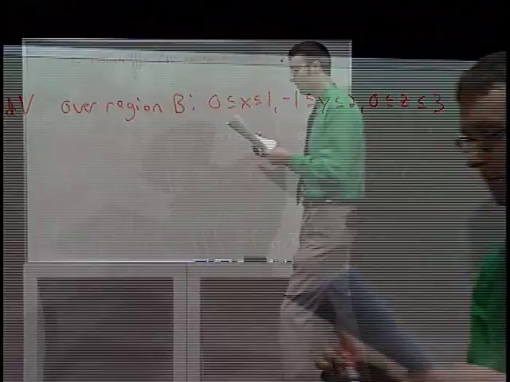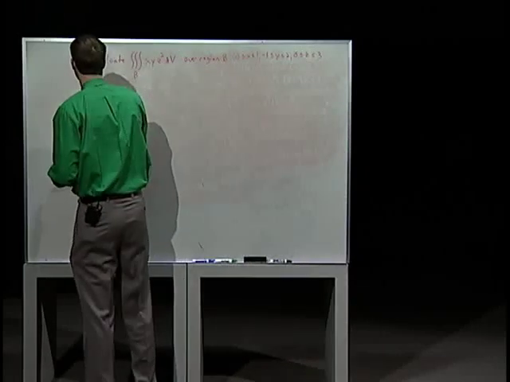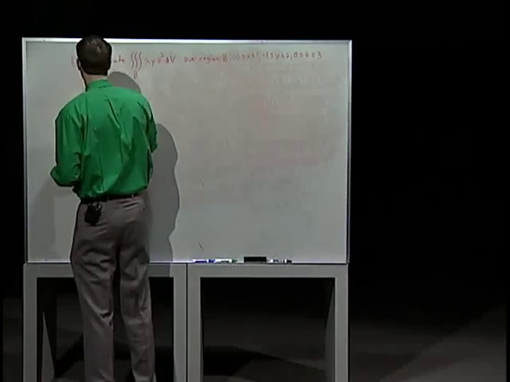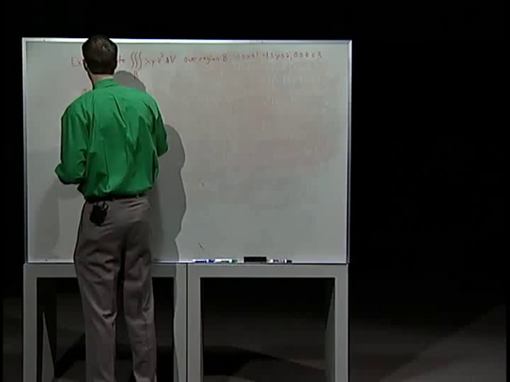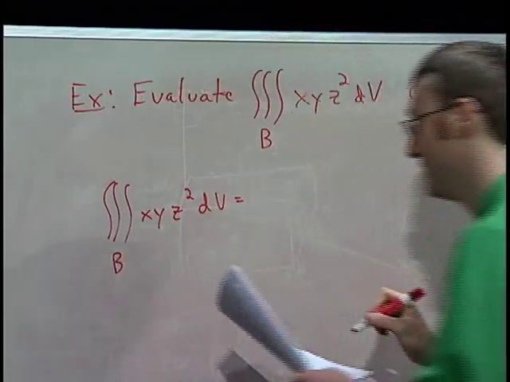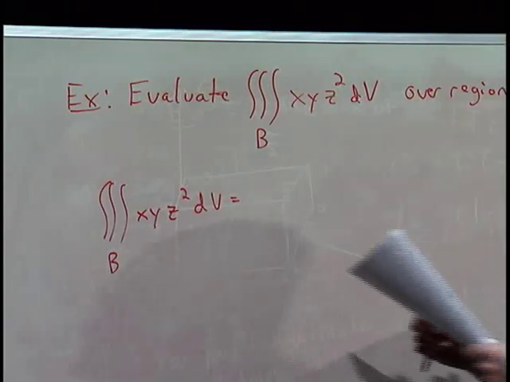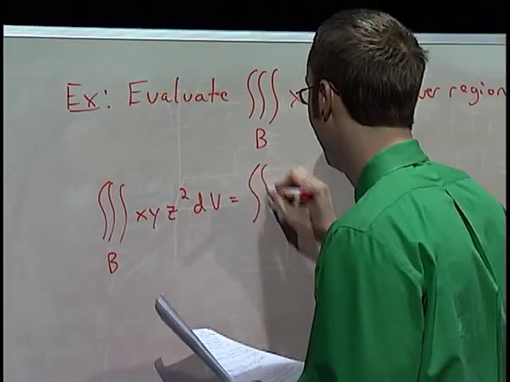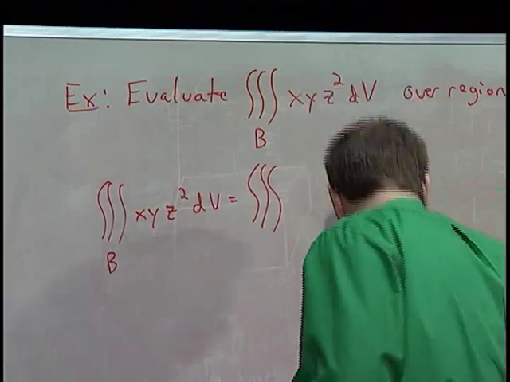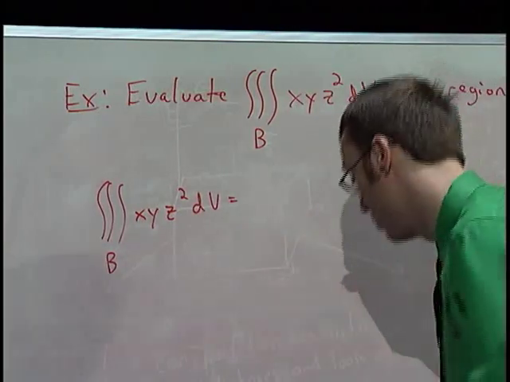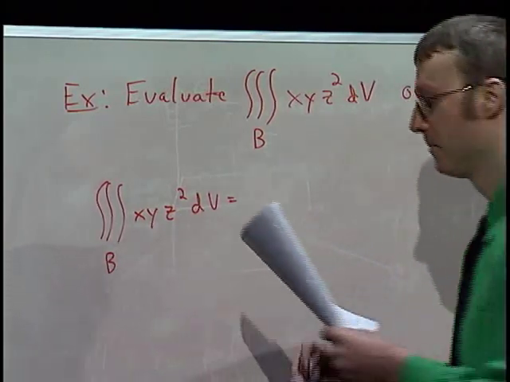Okay. All right, so the triple integral over B we can write as a series of 3 iterated integrals. And in this case, I don't see any particular reason to go in any other order than we did in the first place. So we'll go ahead and do dx, dy, dz.